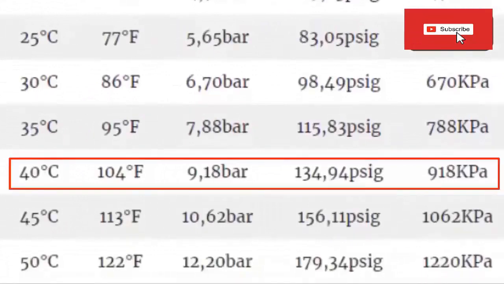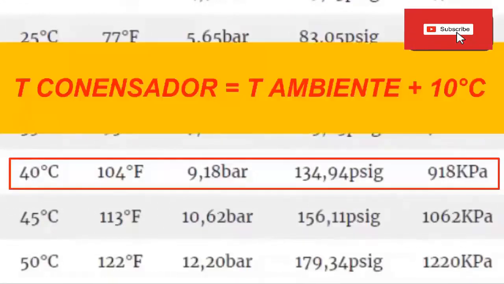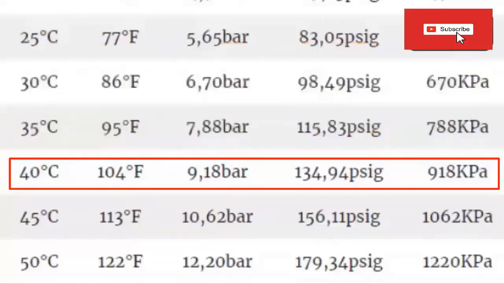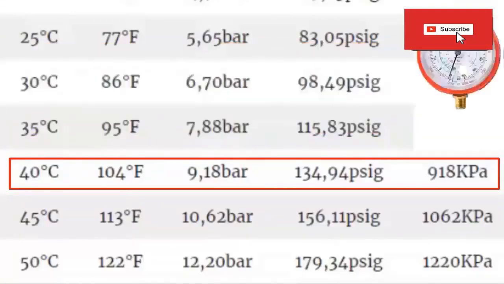For an outdoor environment temperature of 30 degrees Celsius, the condenser temperature is usually about 10 degrees Celsius above the environment where the equipment is located. Thus in the table for 40 degrees Celsius, about 104 degrees Fahrenheit, the high gauge pressure in the condenser is 9.18 bar, equivalent to 134.94 psig or 918 kPa.